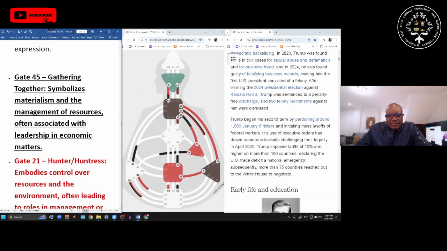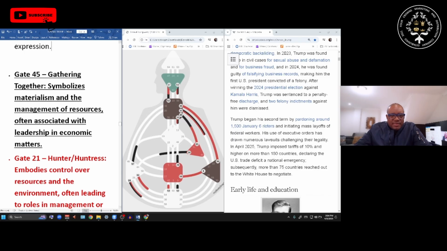That 45 line is a closed line straight to the heart, where it speaks about gathering together, symbolizes materialism, management of resources. Yeah, we looked at that in his bio with the acquisition of different businesses, etc. Being promoting himself as a billionaire as well, materialism, management of resources, managing his father's portfolio, the Trump Organization portfolio, is often associated with leadership in economic matters. Well, yeah, you had to give him that, right? You had to give Donald Trump that, even though he has filed for bankruptcy in how many of the businesses that we just read.